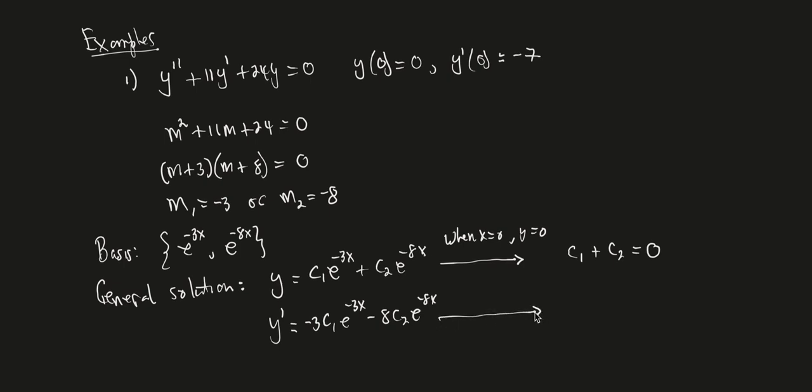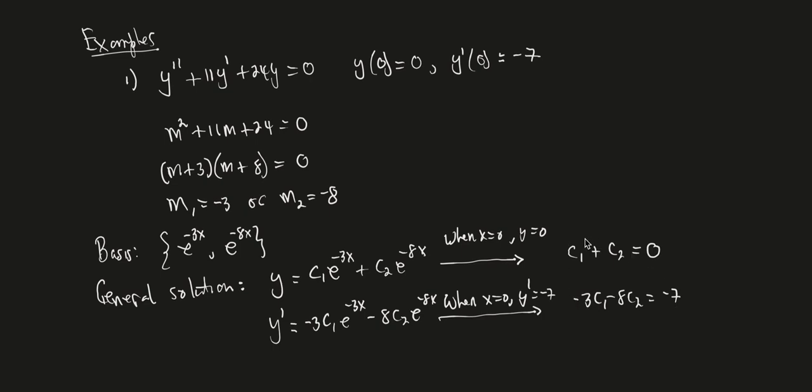Similarly, take this y prime and apply the second condition. So the second condition says that when x is equal to 0, y prime is equal to negative 7. Right, so replace all the x's with 0 and replace y prime with negative 7. Now we end up with this second equation: negative 3c1 minus 8c2 is equal to negative 7.